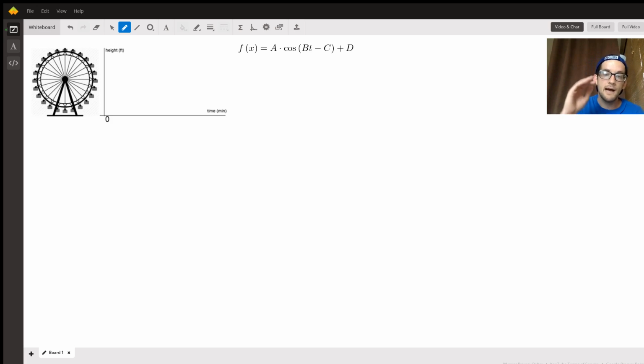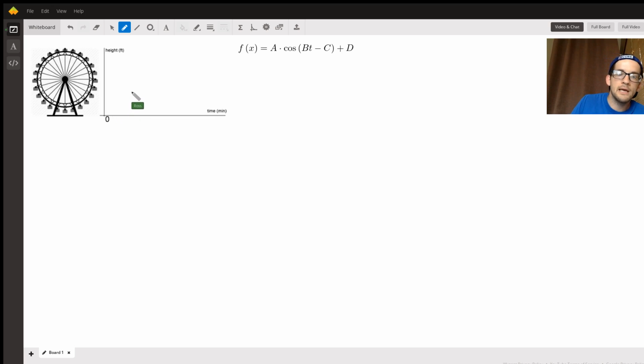If we're trying to graph height related to time on a Ferris wheel, in my opinion, it would look something like this. So we'd start down here all the way at the bottom. Technically, you should probably start like 2 or 3 feet above the ground if you're on the ride, but for our sake, to make it easier, let's just pretend we're on the ground. So we would start on the ground, and then as the ride starts, we would start to get higher and higher and higher.